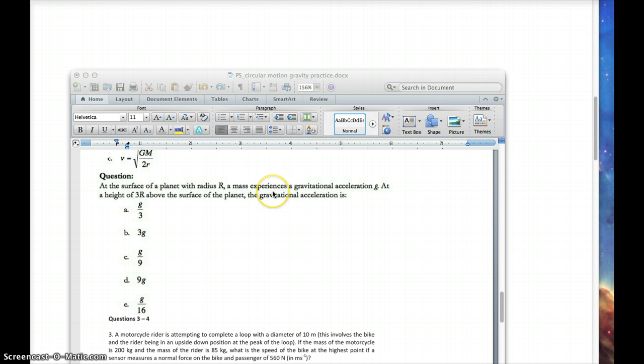So now they're saying this object, when it's sitting at the surface, so if we draw the surface of the planet, and then it has some radius r here. So from the center of the planet, you have this radius. Now they're saying the object is 3 times that radius above the planet. 1, 2, 3. So that's its height. It's got 3 r's above the surface of the planet.